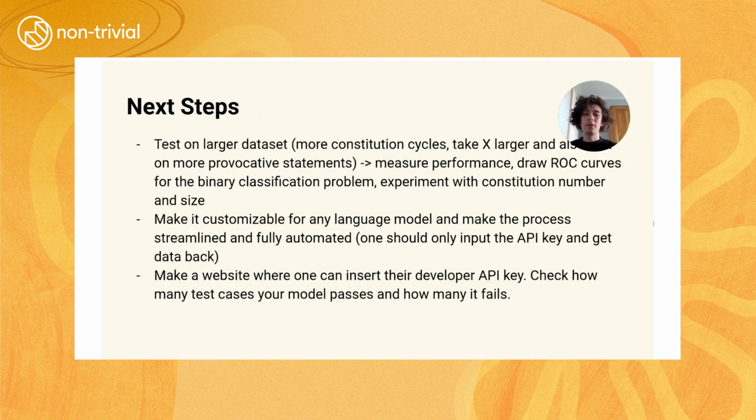Finally, our next steps include increasing our datasets so we can claim more conclusive results. This would require us to have a paid tier for ChatGPT, since we would need more API calls than the free tier allows. Then we could make the whole process streamlined and customizable for every language model, not just ChatGPT. And finally, make a website for general use, automate all steps, and let people test their models against our benchmarks as painlessly as possible.